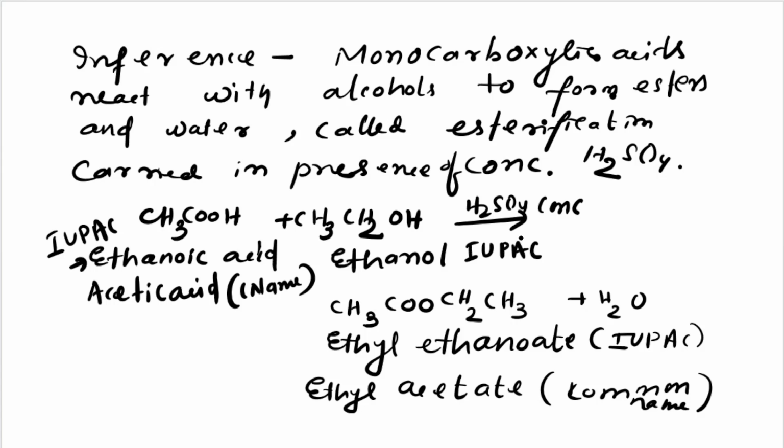So when they react in the presence of concentrated sulfuric acid, this is the compound formed, that is ester. This acid is called monocarboxylic acid because there is only one COOH. So it gives ethyl ethanoate. How to name it? From the back side: this is ethyl, this is ethanoate. And what is the common name? Ethyl acetate. Yes, I have written ethyl acetate as the common name. Are you clear?